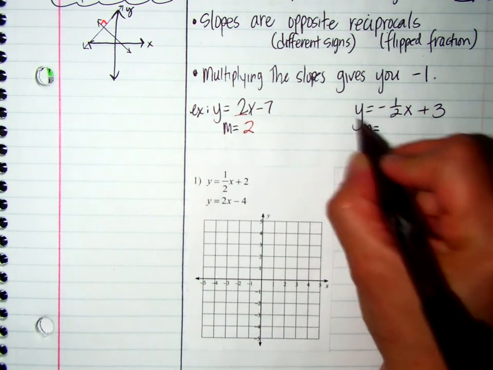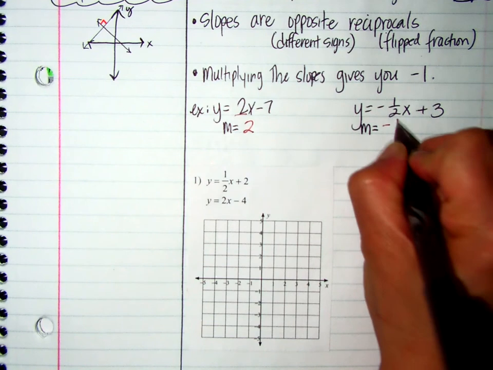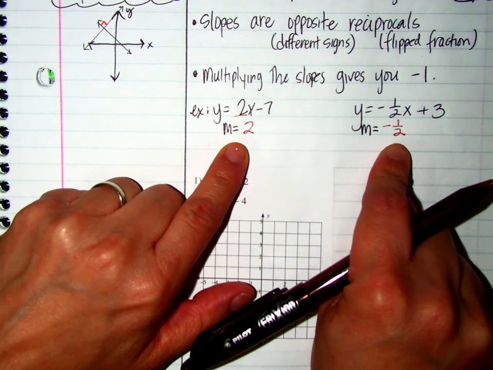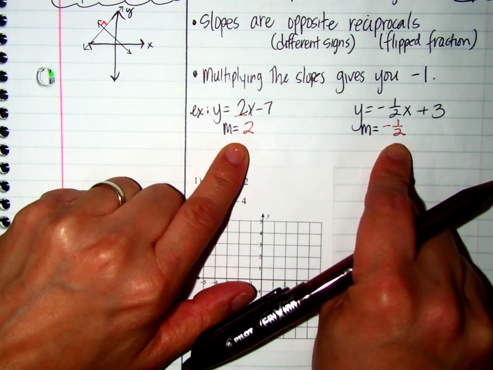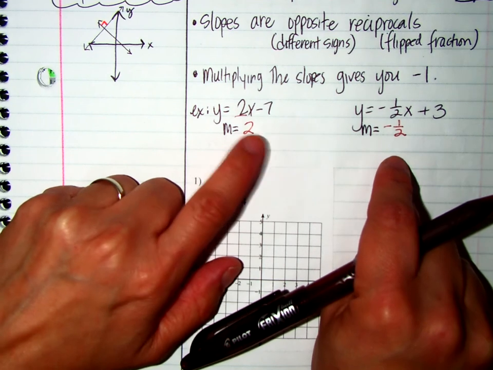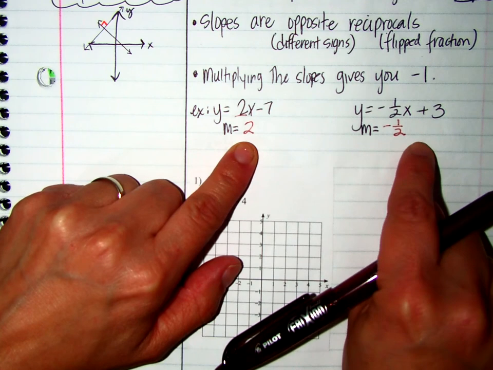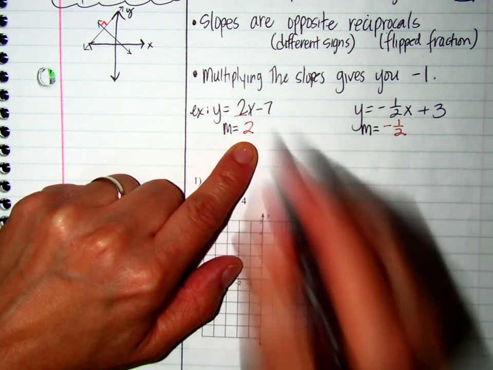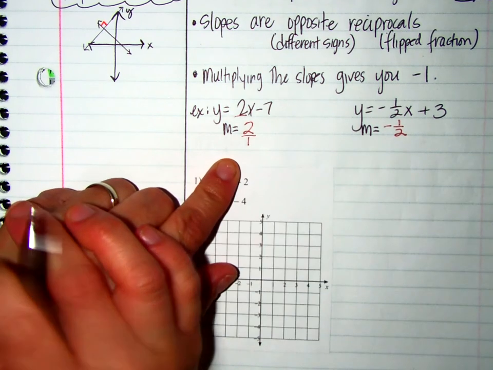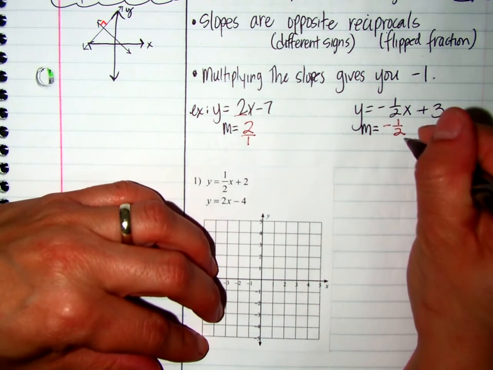Here, I need to identify the slope again. Here, m is -1/2. So my question for you is, are they opposite? Is one positive, one negative? Yes. Are they reciprocals of each other? In other words, if I take the first one, and if I made this a fraction, would it be this flipped? Well, I know that to make a whole number a fraction, I can put it over 1, right? Now, what happens when I flip 2/1? I'm going to get 1/2.